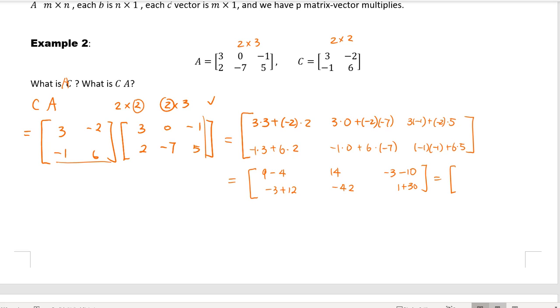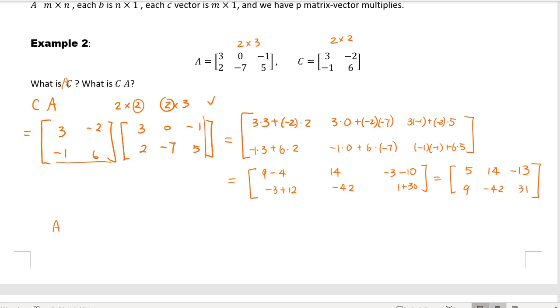So the answer is 9 minus 4 is 5. And 14, negative 13. 9 minus 3 is 12 minus 3 is 9. Negative 42. And this is 31. So this is the matrix C times A, okay?